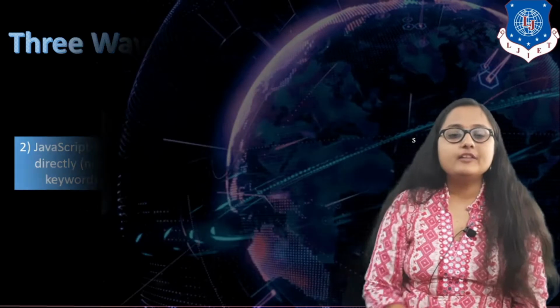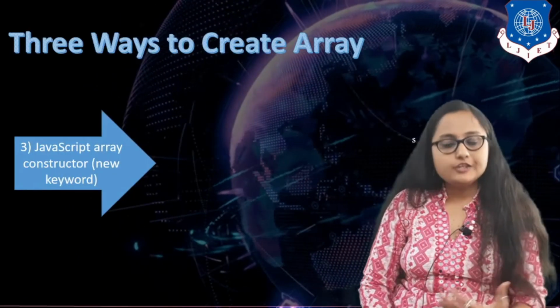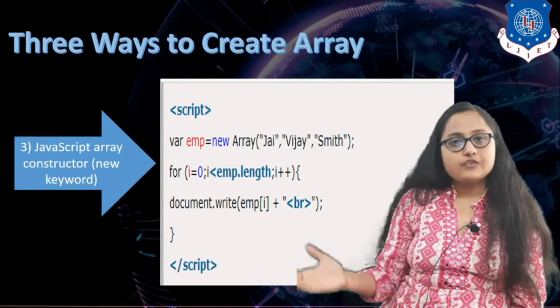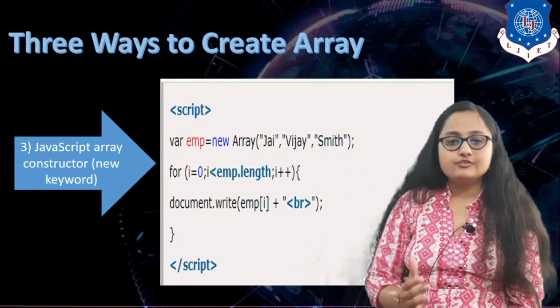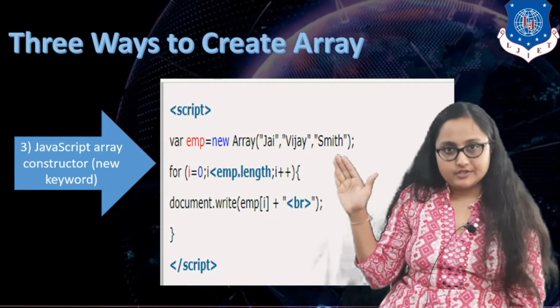The third method to create an array is again using an array constructor with the new keyword, but instead of assigning single values to the index, I have written the values in the parameters only, right.